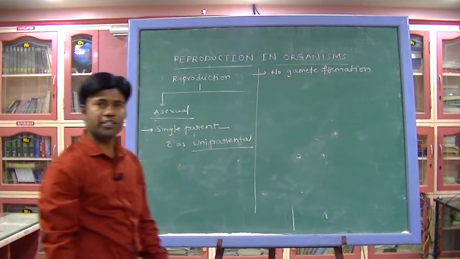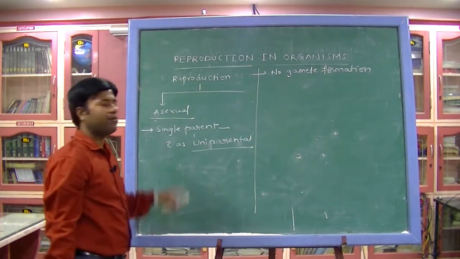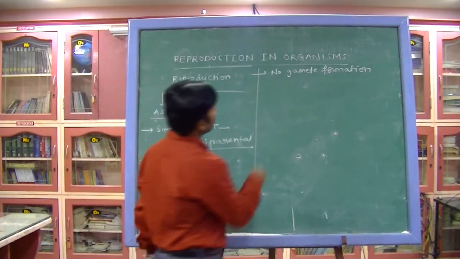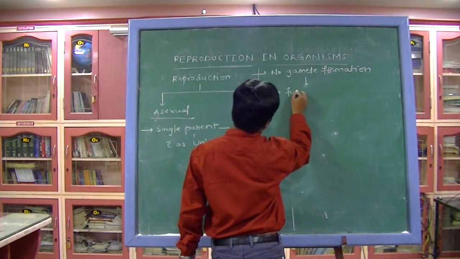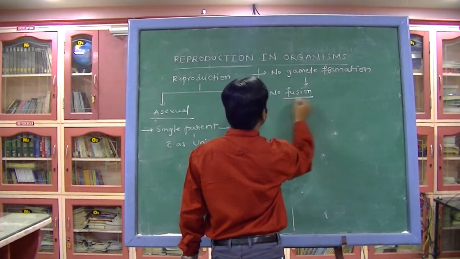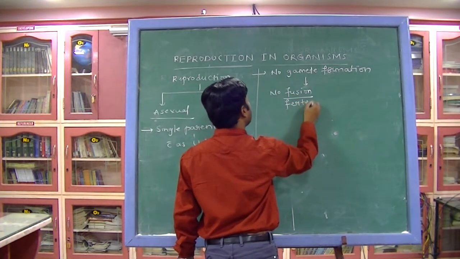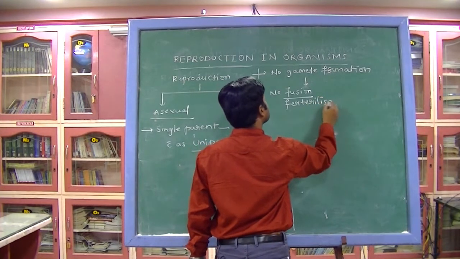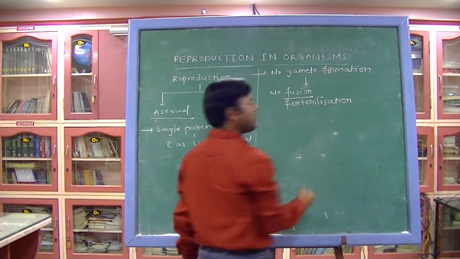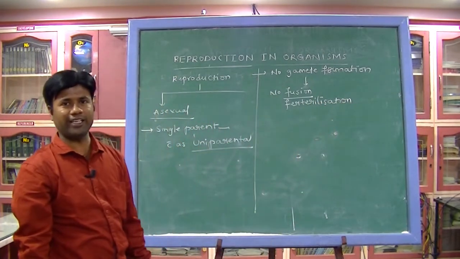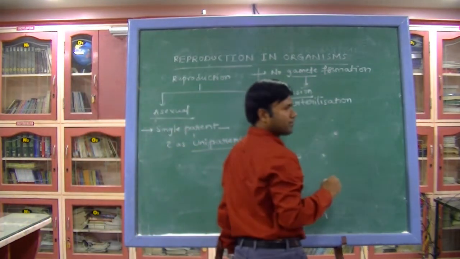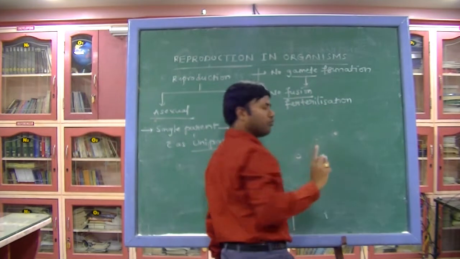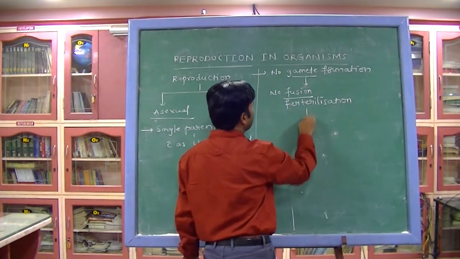No gamete formation. We do not see the formation of the gamete in asexual reproduction. When there is no gamete formation, then there is no fusion. When there is no fusion, there is no fertilization. See, when there is no gamete formation, what happens? No fusion is taking place, then no fertilization.